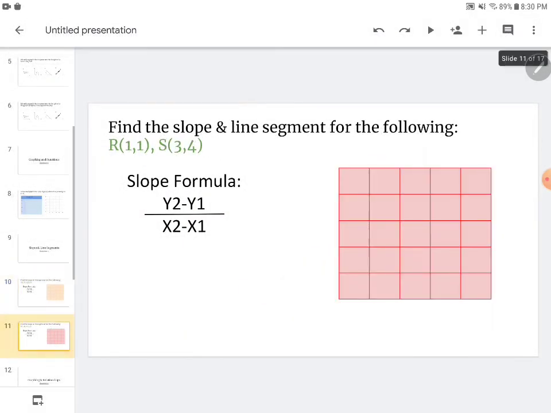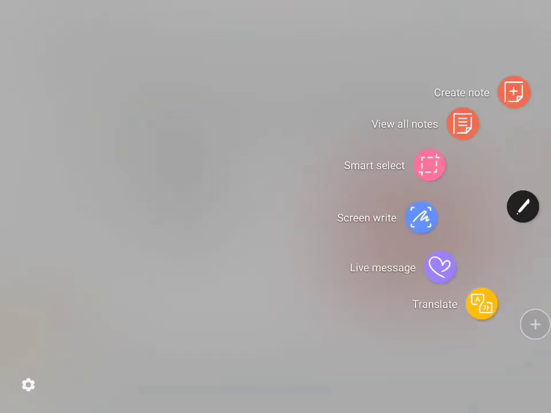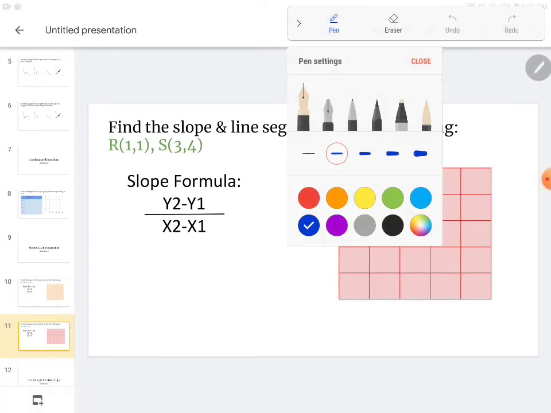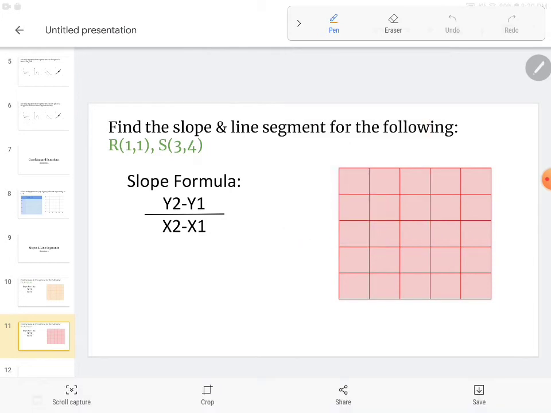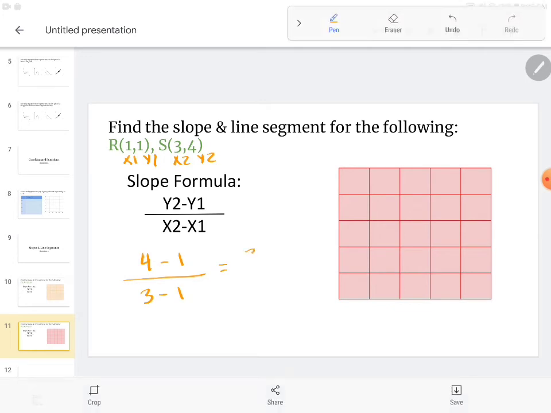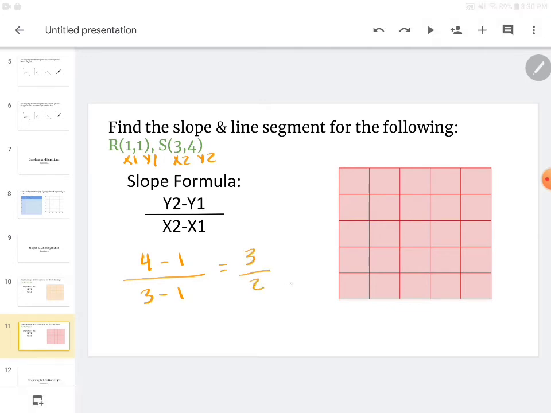Now for our next example, or next problem, we're going to look at these 2 points right here, and we're going to go ahead and find our slope again. And I'll go ahead and switch out my colors just to switch things up a little bit. We have our x1 and our y1, and then we have our x2 and our y2. We're going to do y2, which is 4, minus y1, which is 1, over x2, which is 3, minus x1, which is 1. So 4 minus 1 is 3, 3 minus 1 is 2, so our slope is going to be 3 over 2.